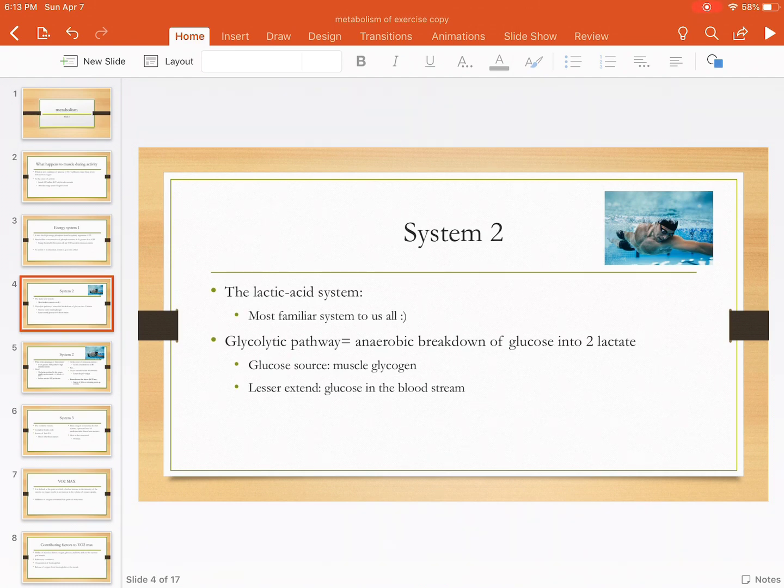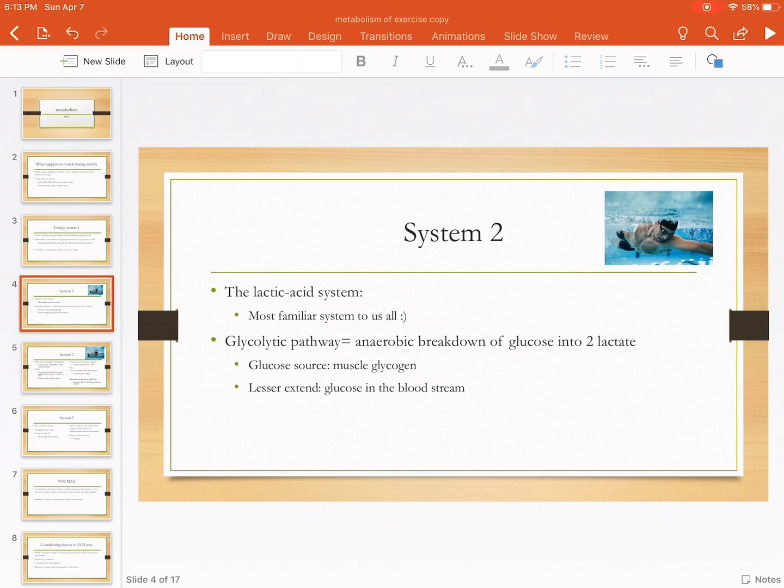It's because we have that, and this is an evolutionary adaptation that we have made. All of you have it. All of us have it, whether you get scared or whatever. The fact that you're able to continue your activity after the first 25 seconds is because of the lactic acid system, or system 2.